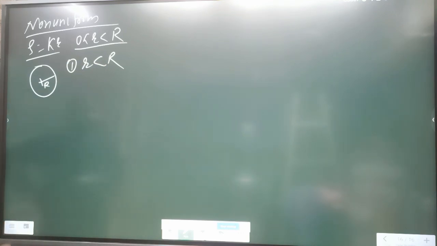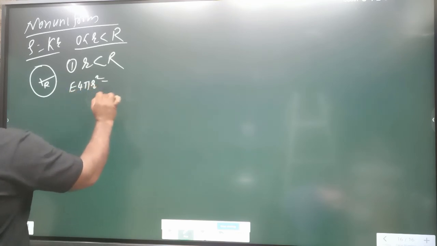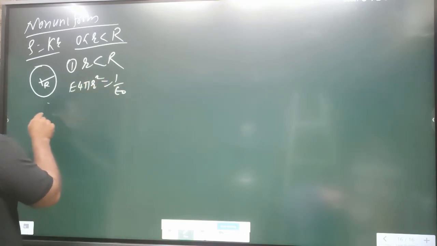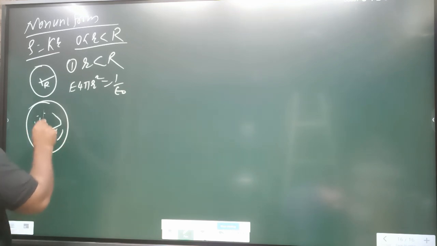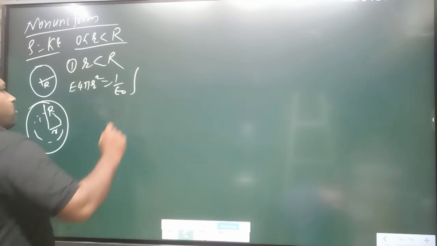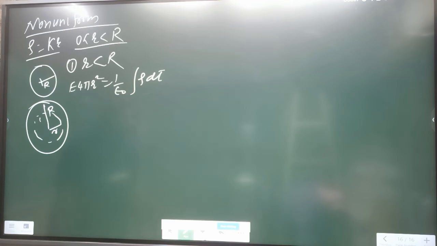LHS is 4 pi small r square, 1 by epsilon naught, Q enclosed. Q enclosed is for r less than capital R, which means this is the Gaussian surface, inside, outside. It is the integral of rho into dV.